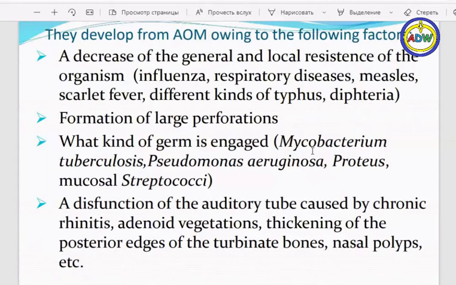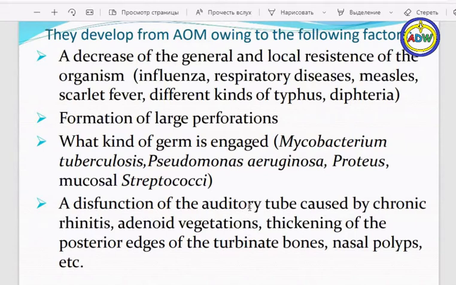How can we remove them? For example, if a child has adenoid vegetation, we should recommend to the parents of the patient to perform the adenotomy. For nasal polyps, if present, polypectomy. If chronic rhinitis, we have to treat the rhinitis, sinusitis, tonsillitis. If DNS, deviation of the nasal septum, we have to do the submucosal resection of the nasal septum.